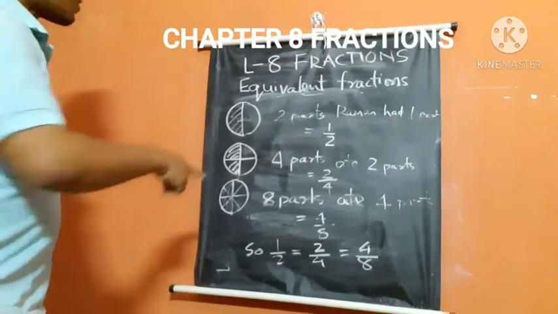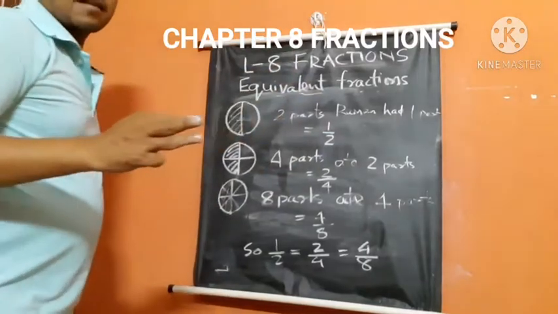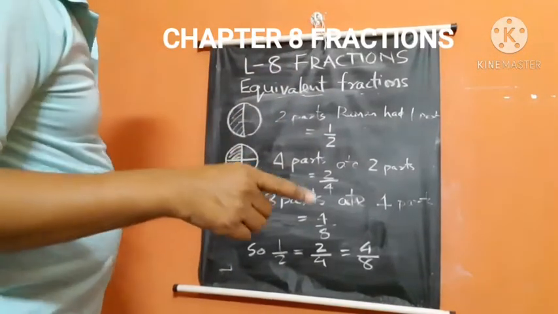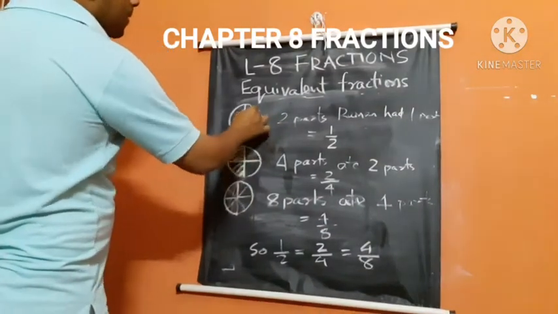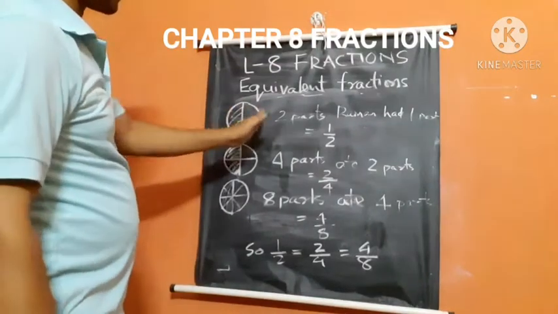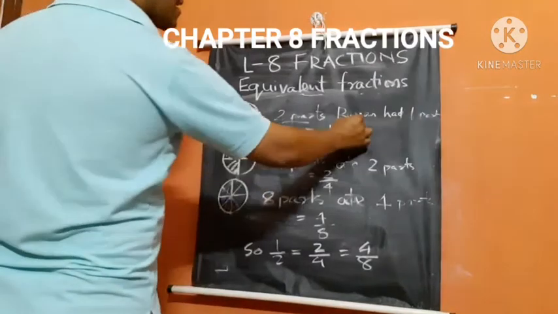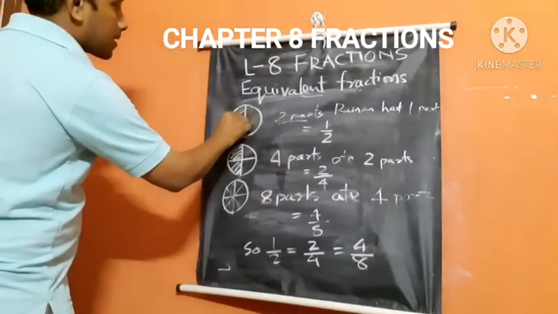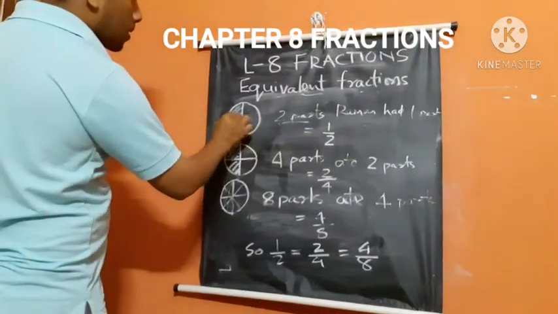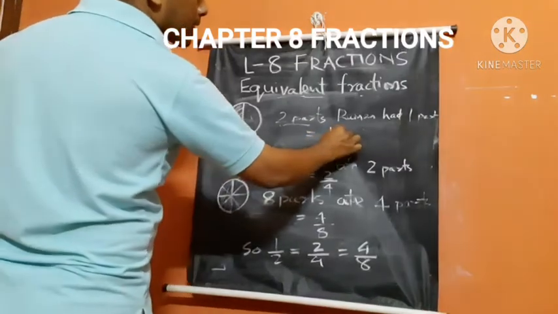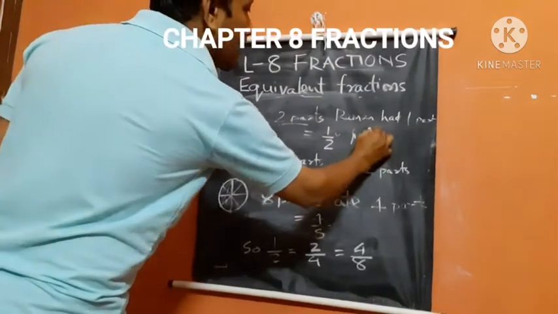So what is it? Raman's mother made 3 pizzas, 1 for Raman and 2 for his friends. Raman divided the full pizza into 2 equal halves, 2 parts, and Raman had 1 part. This shaded part Raman ate. So it is 1 by 2. Total parts were 2, and he had 1 part of that. So we can write it as 1 by 2, or half.